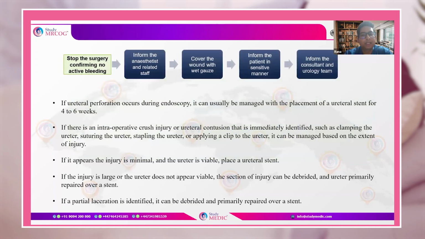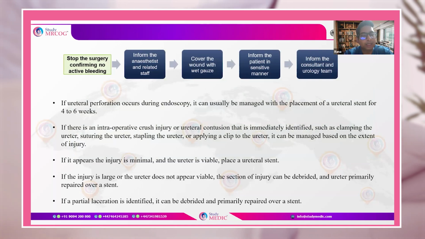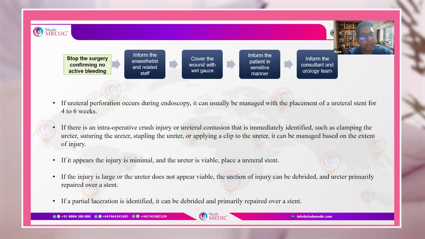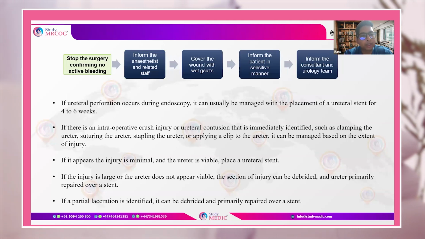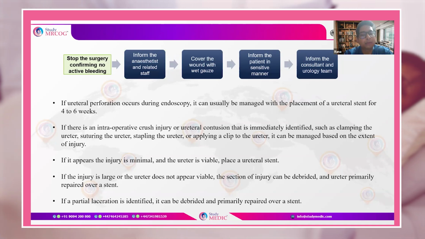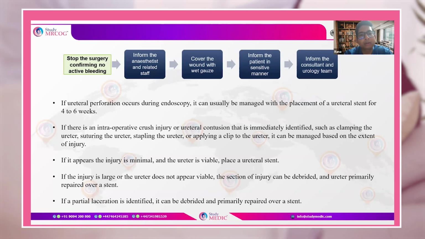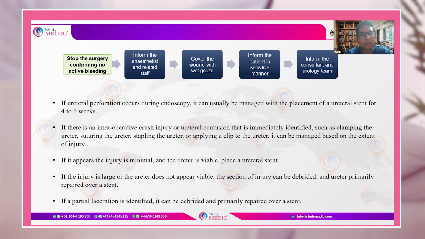So the first thing you need to do is to stop the surgery. If there is any bleeding, you need to secure the bleeding points. Inform everyone, and you need to put the code as your surgical team decides. Inform the anesthetist, your colleagues, your senior members. Also, you need to inform the other discipline, especially the urologist.